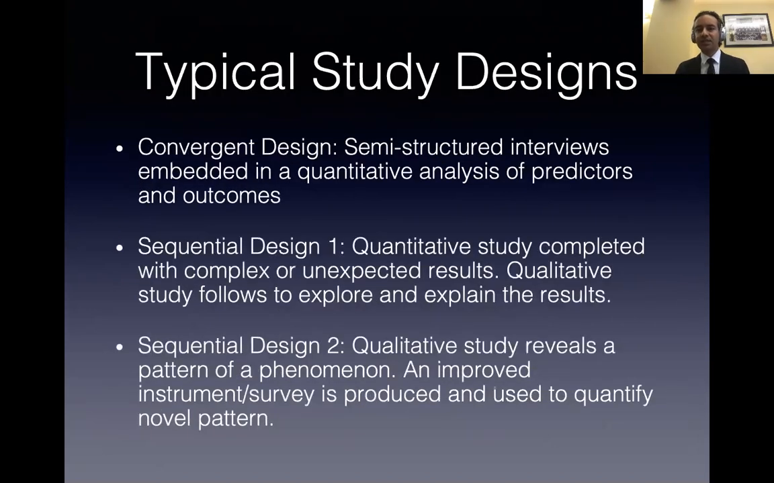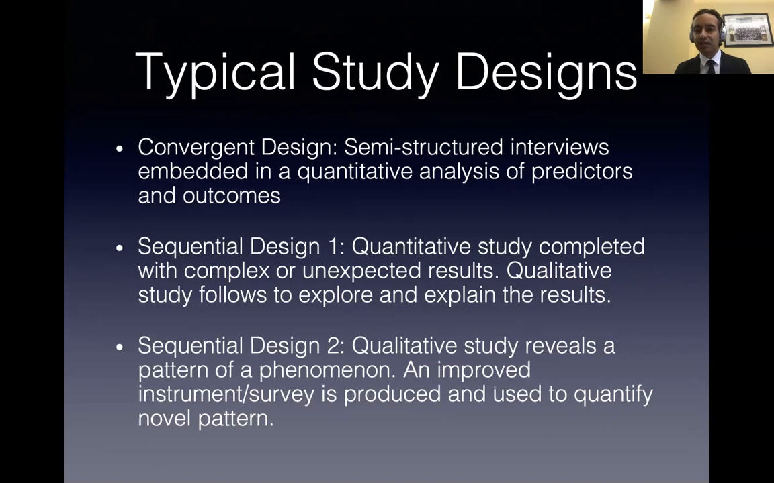There are some typical study designs that my group has used, but are also very available in the literature and yielded some important findings. One is a convergent design. This is when you do qualitative and quantitative data analysis in the same study. For instance, you use semi-structured interviews as you're collecting quantitative data on certain predictors and outcomes, for instance, in a longitudinal study.